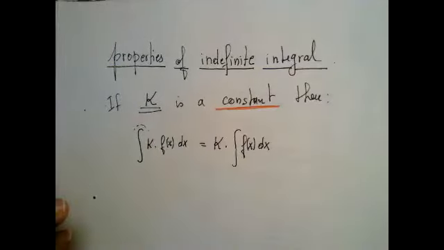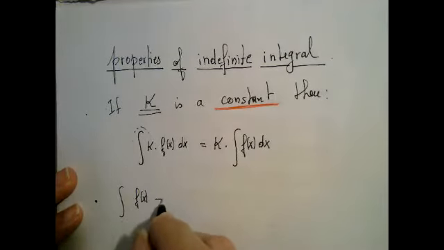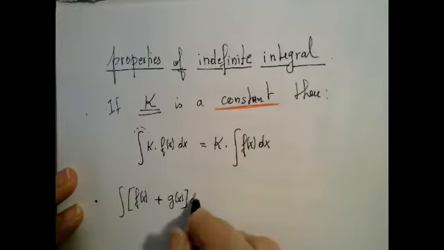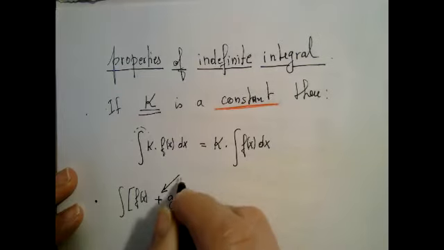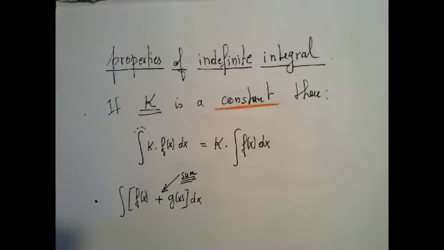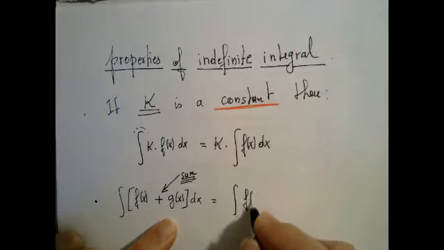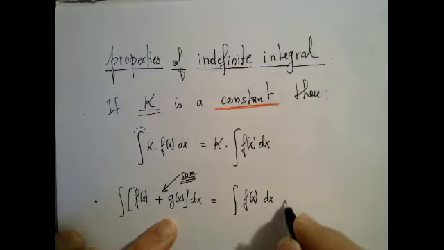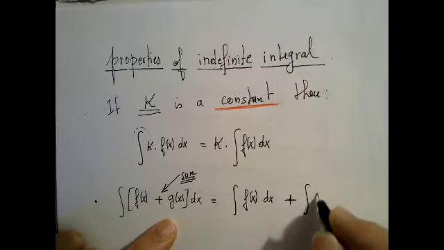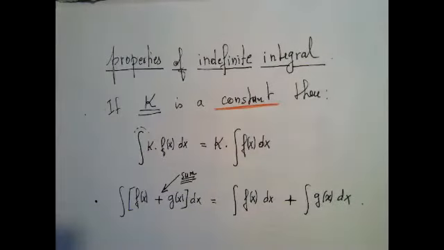So here is the property. The integral of f of x plus g of x, dx. And it's important that this is a sum, meaning we're adding. So when we have a sum, we can break up the integral. It's the antiderivative of the first function plus the antiderivative of the second. So we can break up a sum when we are integrating.